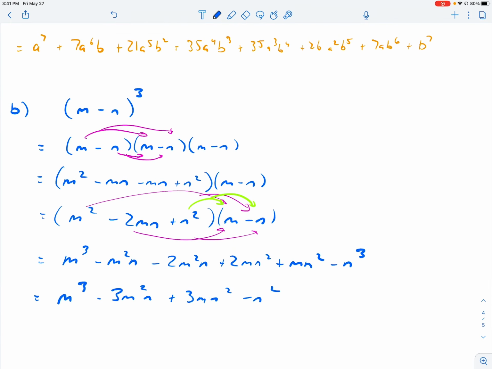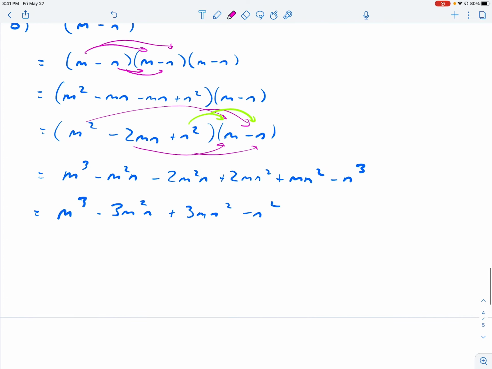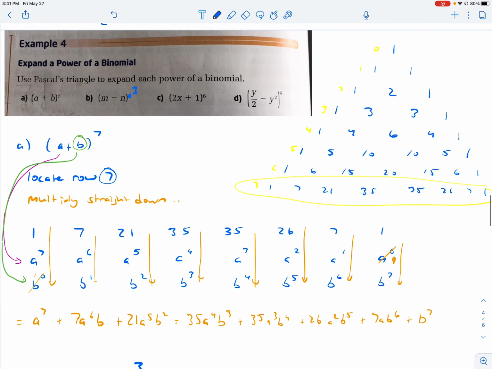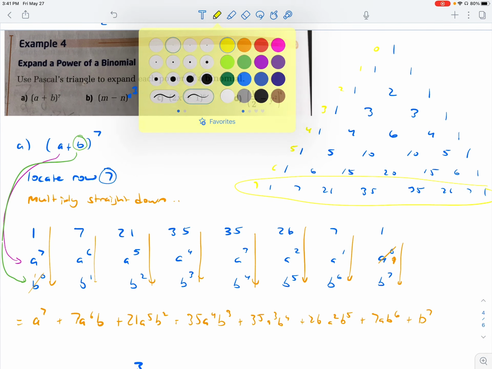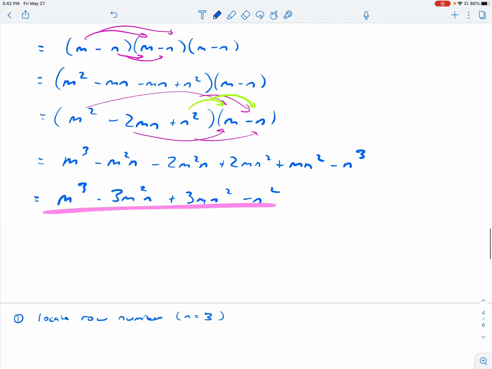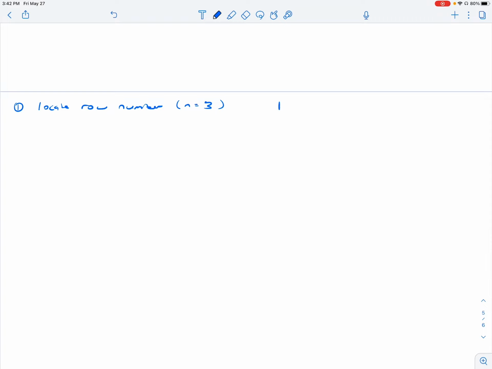Now I like to compare this to what I would get if I would do Pascal's triangle binomial expansion. So I'm hoping to get the same answer. So step one, locate row number. Okay, for us, it's going to be the third row because it's the third exponent. Third row are these ones right here. 1, 3, 3, 1.